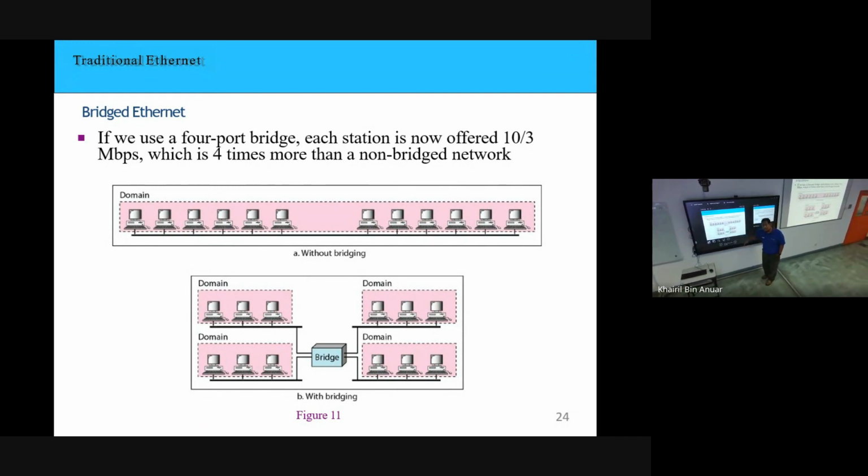And you can actually expand further rather than just 2. You can also go for 4. So now, rather than the 10 Mbps for the whole thing divided by 12, it is the 10 Mbps divided by 3 for here. So the same goes for each and every different domain. So you can see that the bandwidth can increase.